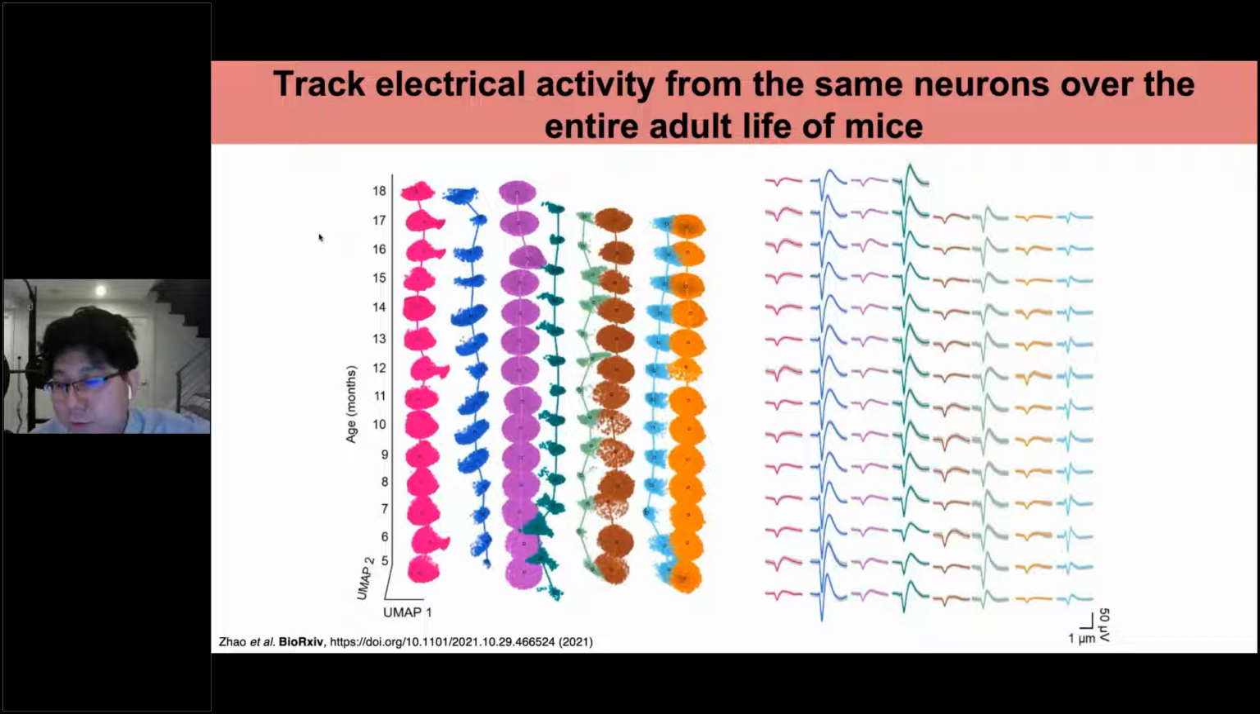In the waveform on the right, each color indicates the single spike activity collected from one neuron. You can see that over this 14 months of recording, the waveform does not change at all. The figure on the left is the UMAP, a dimension reduction method to look at the variation of those spikes. You can see that they show remarkable alignment of those clusters over this 14 months of recording, indicating the stability of the recording.